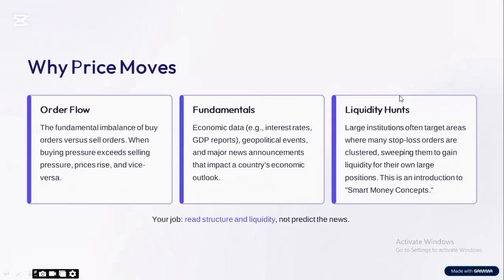Liquidity hunt. Large institutions often target areas where many stop loss orders are clustered, sweeping them to gain liquidity for their own large positions. Okay, let me explain what that means. For instance, you have something like this. Many uninformed traders are here looking to buy a particular asset at, let's assume, $10.